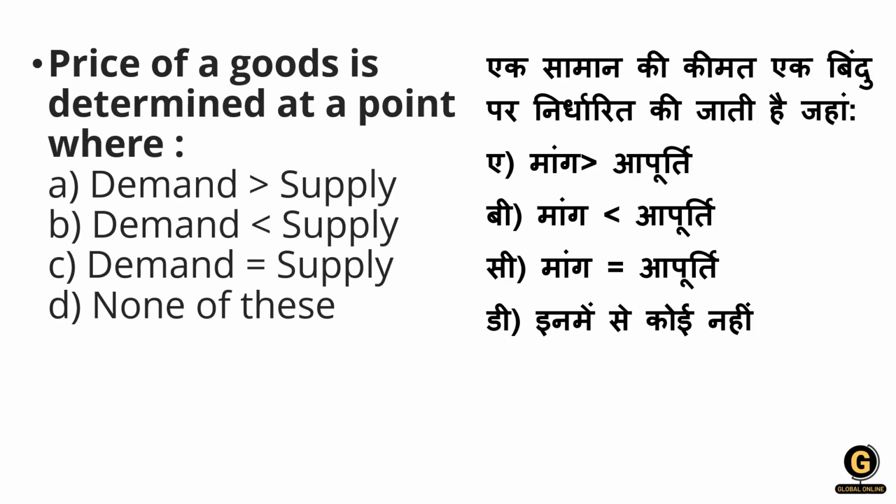Next question: price of the goods is determined at the point where. Okay, we have to tell that always remember, as I said, draw the demand curve to answer that question. Here is a demand curve. What is the question? Price of the goods is determined at the point where demand is greater than supply, or demand is lesser than supply, demand is equal to supply, none of this.